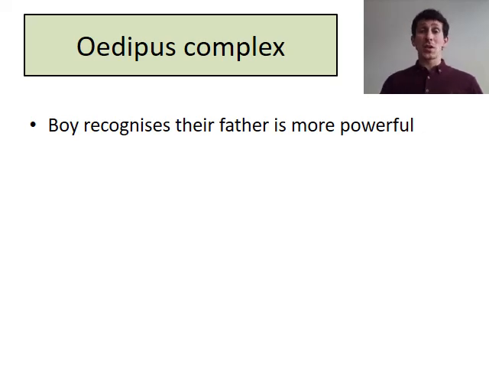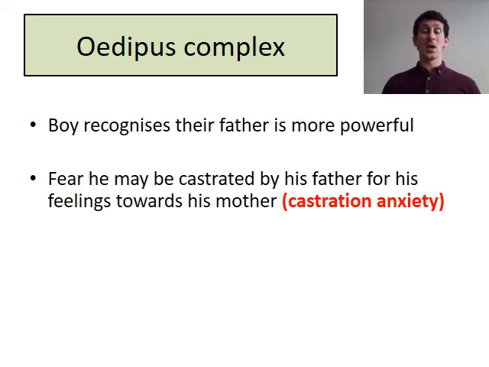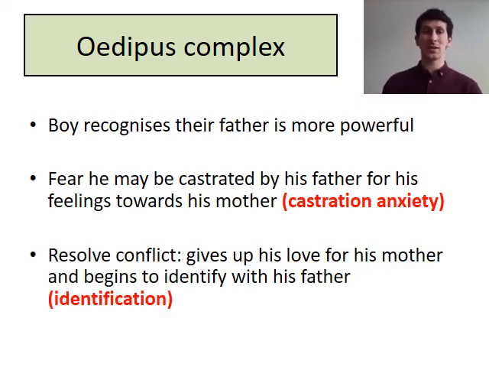But eventually, boys start to realise that the father is far more powerful than them. So they start to fear being castrated, so their penis being cut off by their father, because they have such strong feelings towards their mother. And this is called castration anxiety. So children during this phallic stage have incestuous love towards their mother, fear their father, start to realise their father's more powerful than them, and then fear having their penis chopped off, this castration anxiety.